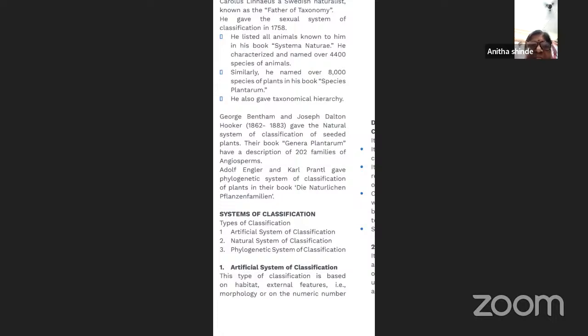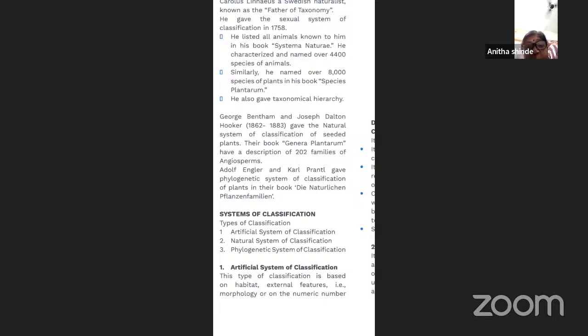Now coming to the systems of classification. Basically, there are three systems or types of classification. One is the artificial system of classification. Then you have the natural system of classification. Then you have the phylogenetic system of classification. These classifications are very, very important. Now coming to the artificial system of classification, we'll see.